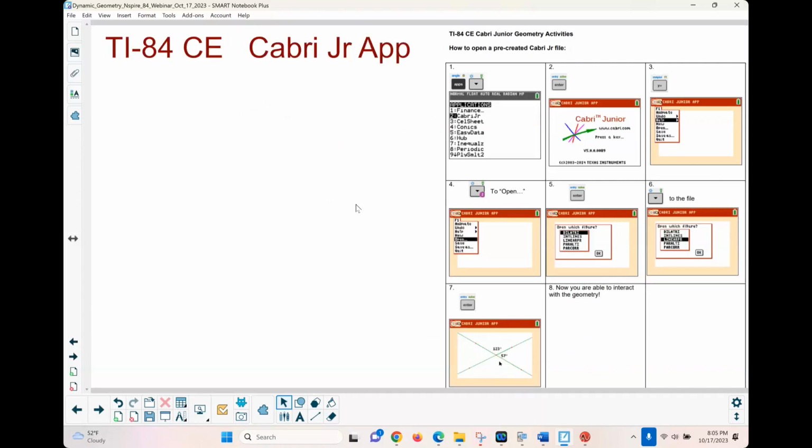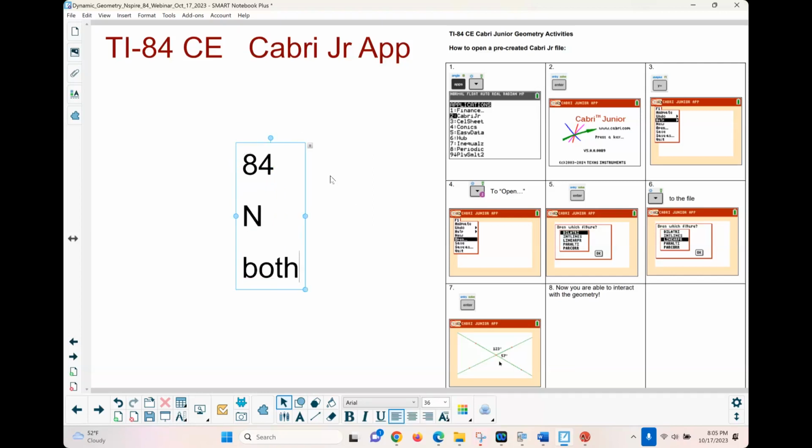In fact, you know what? If you could put in the chat, if you're an 84 user, put in 84. If you're Nspire, put a capital N. And if you're both, put the word both. So if you could put that in the chat right now: 84 for primarily 84 CE user, N for Nspire, and both for both. That way I can get an idea of where people are. I am going to be showing both things, but it's a good idea to know what my audience is. So thank you for answering. If you haven't answered yet, please do so.